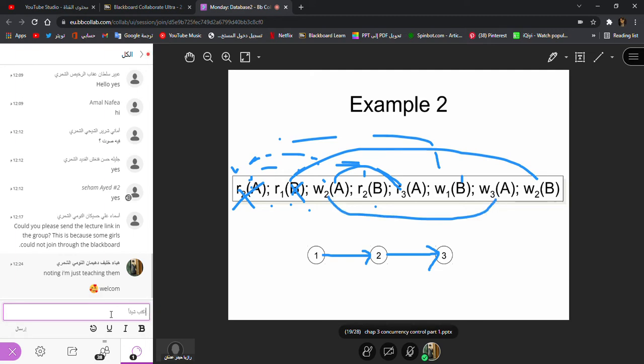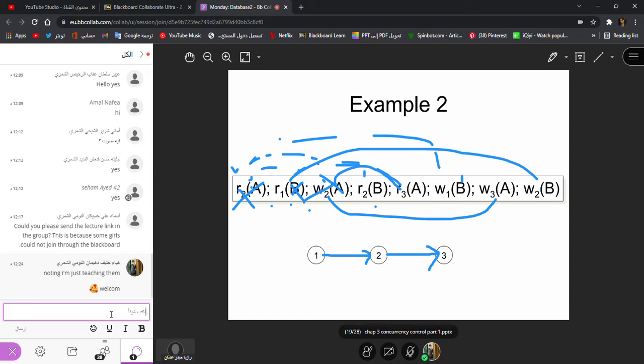Because transaction 2 is writing on A and transaction 3 is writing on A again. Okay, so write is a conflict, but 2 to 3 I already did, so you don't need to do it again. And this one is not a conflict. So this one is finished.